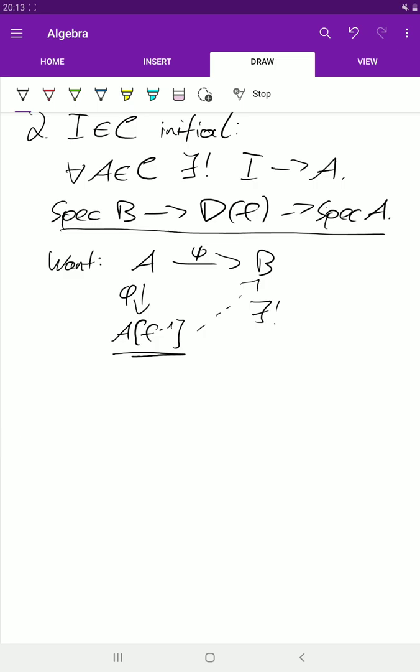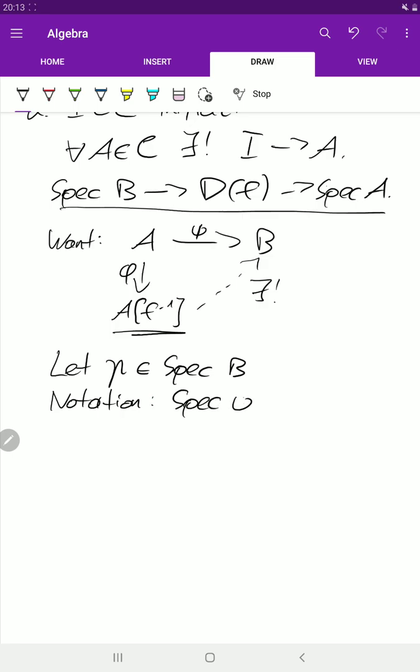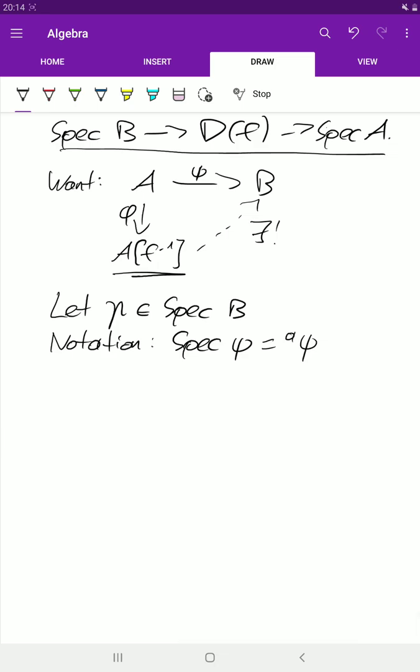Okay, so let's see how we prove it. Let's take some element of the spectrum of B. Now let me first tell you some notation. We will also use this in the future just to make life easier. We don't write Spec of psi for maps in the future, but we'll just write A psi. So that's shorter and that makes life easier.